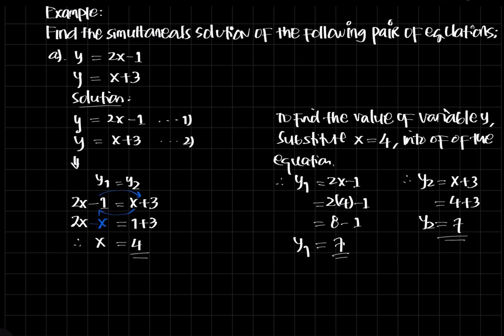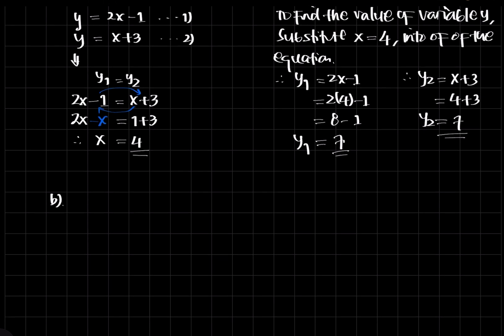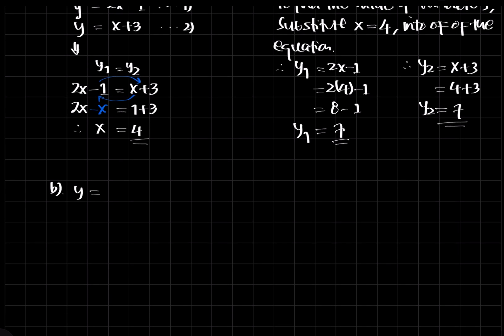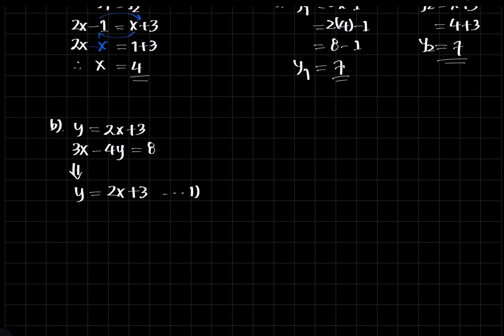Okay, let's do another one for question B. y equals 2x plus 3, and then 3x minus 4y equals 8. Okay, we can solve this by the first step. Don't forget, you have to label this as the first equation, and then 3x minus 4y equals 8 is the second equation.